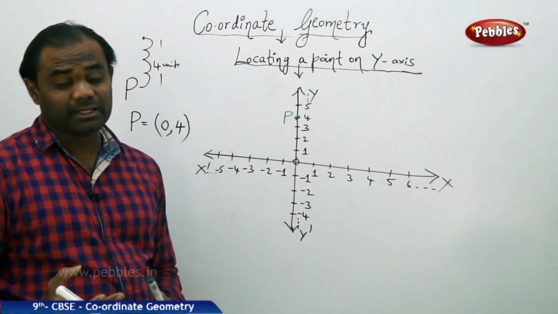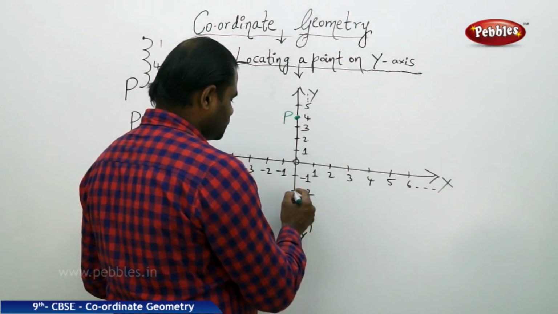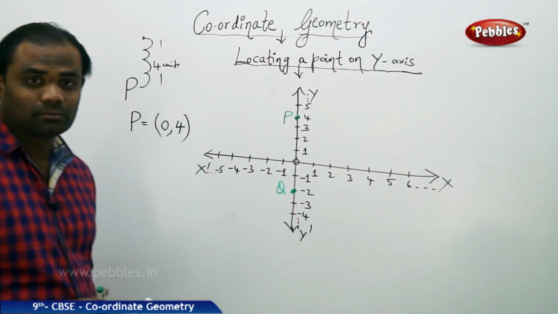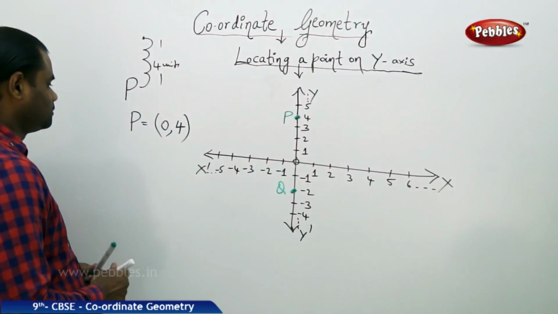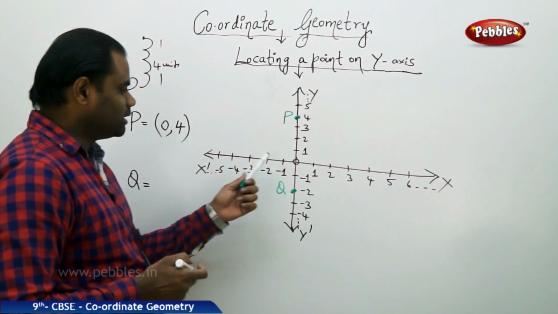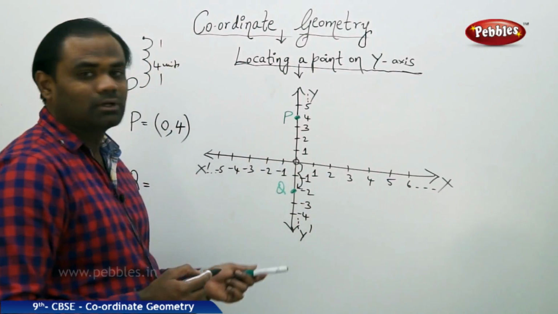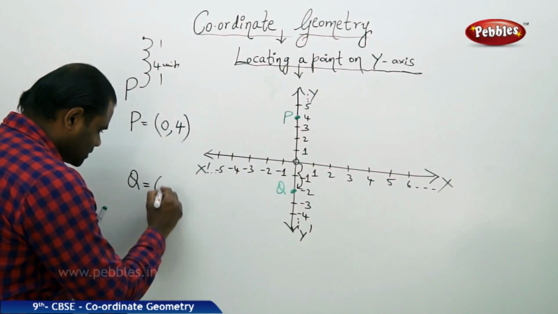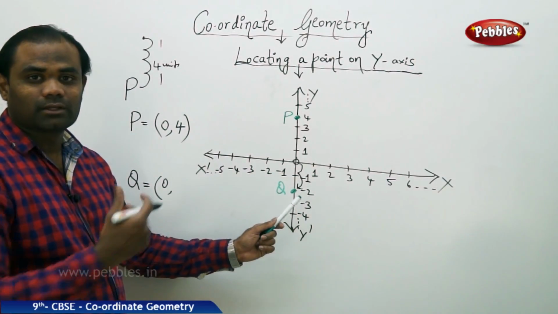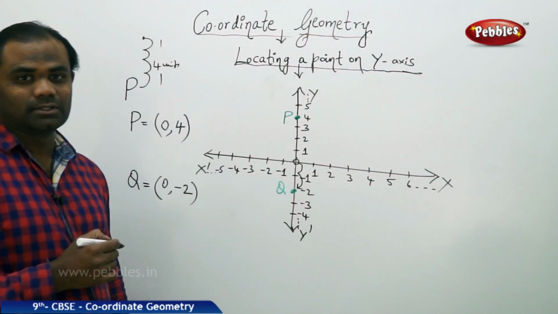Let's try with another example. So for example, I have a point out here which is denoted by Q. Let's see the coordinates of Q. As in the case of P, clearly I see that Q jumps 2 units down, and therefore without affecting the value of x remaining 0, the y gets affected by moving 2 units down to the negative side, and hence my Q is this.